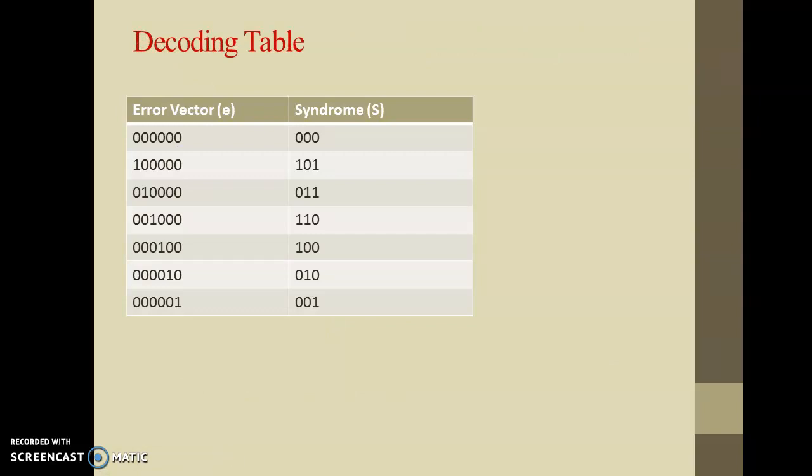Once you get the syndrome vector for E1, you find the syndrome vector for E2. Likewise you find all 6 syndrome vectors and prepare this table.